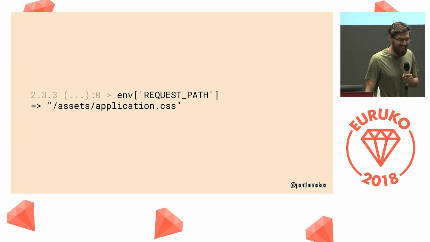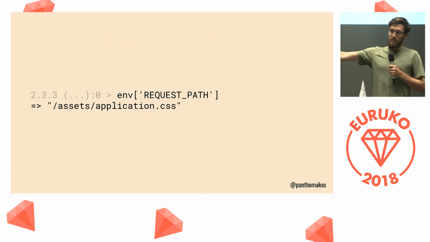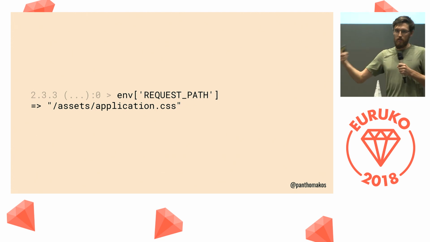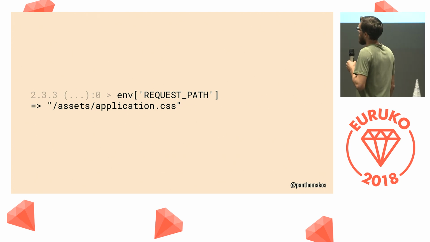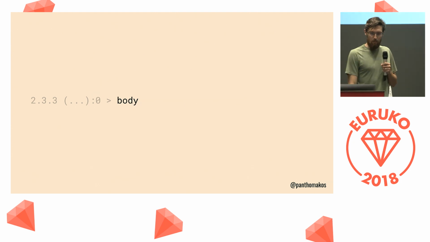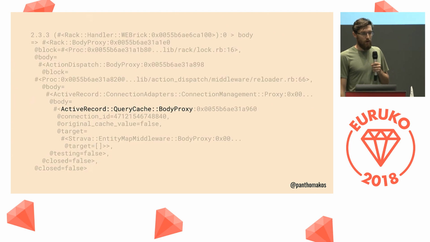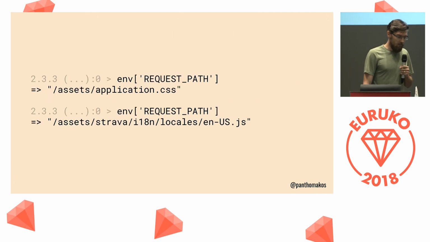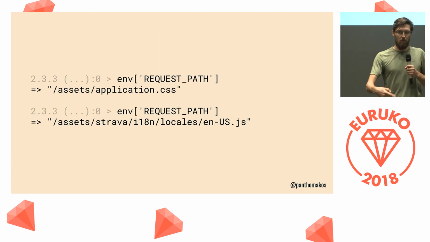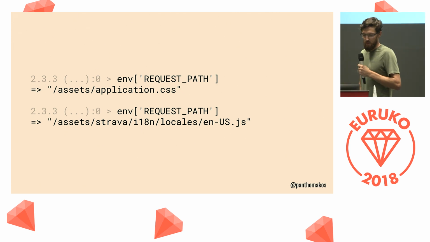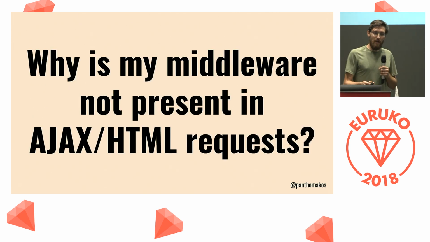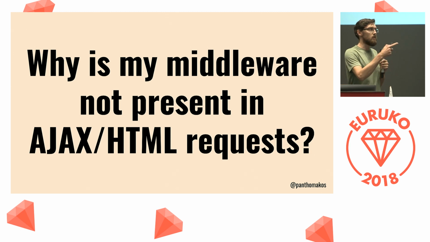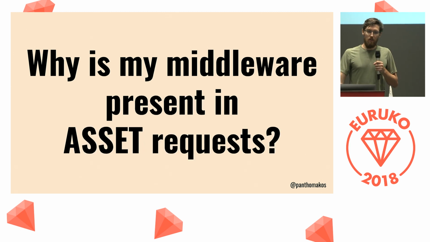Oh, yeah, that's right. I make the browser request, and then the browser's like, give me all the JavaScript, give me all the CSS, give me all the images, blah, blah, blah. So I forgot about that. Let's take a look at the body while we're here. There's that query cache body proxy at the bottom. But this time, it's targeting my entity map middleware body proxy. And in fact, this was the case for all of the asset requests that followed. There's a lot of asset requests in development, by the way. So why is my middleware not present in those Ajax and HTML requests? And why is my middleware present in the asset requests?